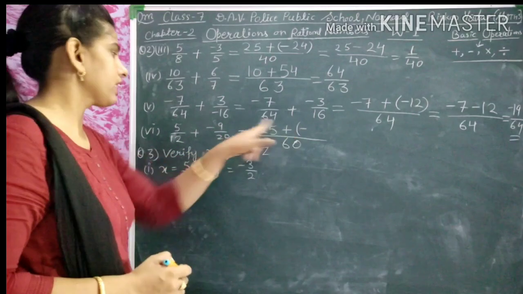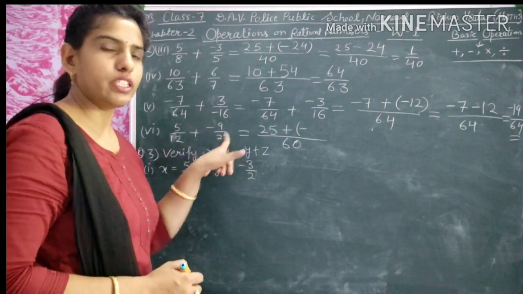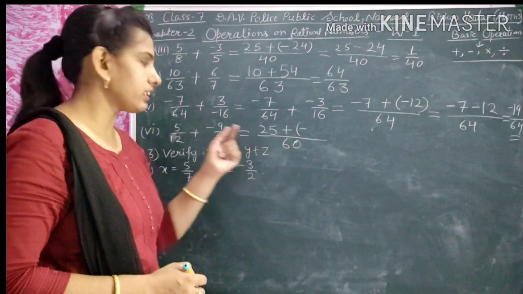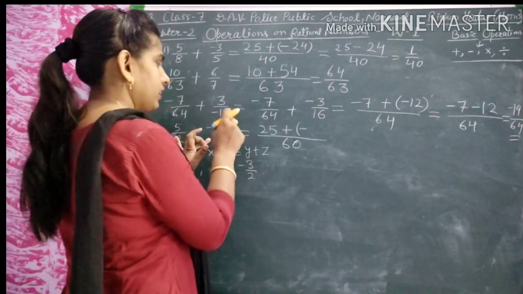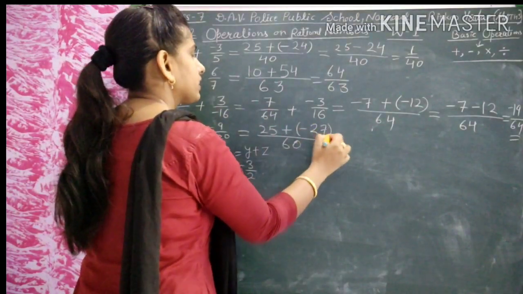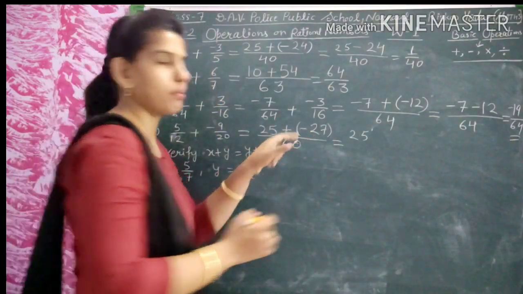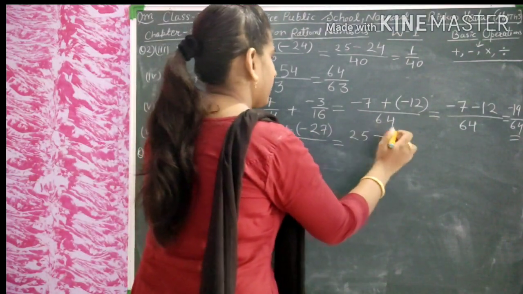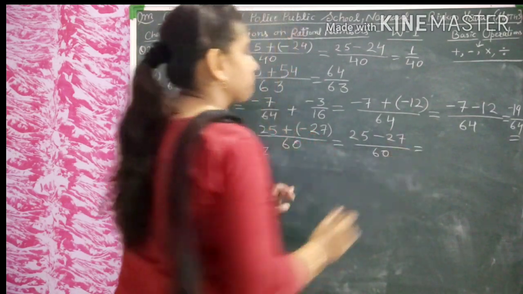So we will get a minus sign here, 20. Which number do we multiply by 20 to get 60? The denominator becomes 60. 3. 3 is multiplied in the numerator also. 3 times 9 is 27. It becomes 25 plus and minus multiplied, minus 27, divided by 60.